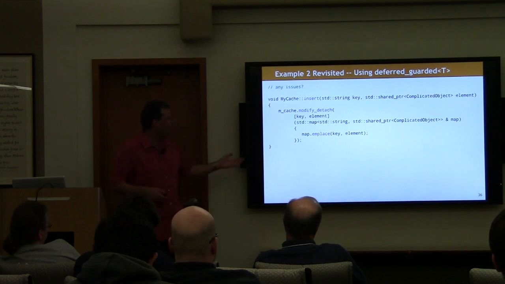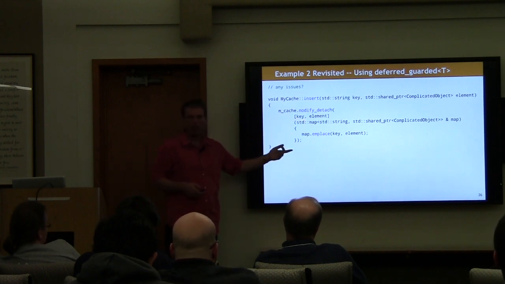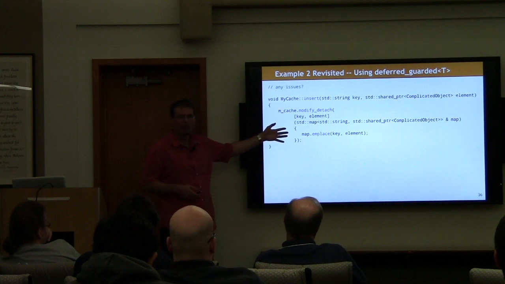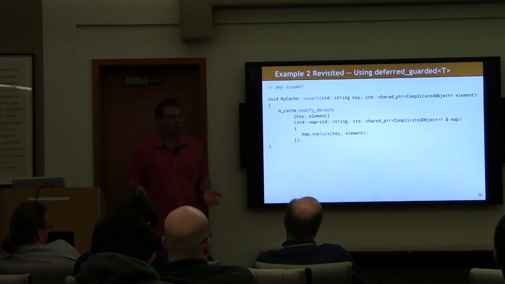So now, my insert looks almost exactly the same as it did in the last example. I'm just using modify detach instead of modify because I don't care when this lambda is going to execute, and it's not going to give me any information back. I just want to throw this piece of information in and have it go into the map at some point. And the really cool thing about a cache is the at some point doesn't have to be exactly defined. It's a cache. Negative results are perfectly allowed.